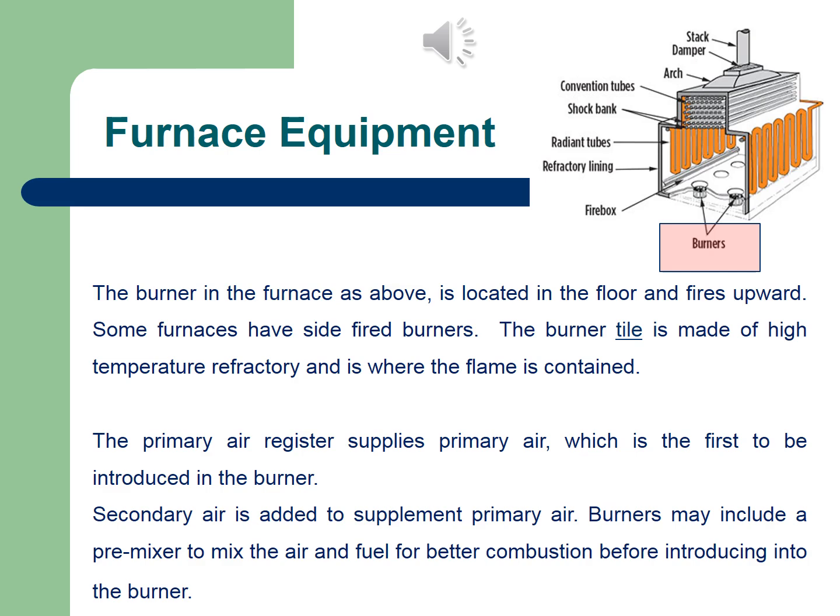Then also on the air part, that in actual fact complements the burners with the fuel. This is the primary air register, which supplies primary air, which is the first to be introduced in the burner. Then there's also a secondary air usually added to supplement the primary air, and burners may include a pre-mixer to mix the air and fuel for better combustion before introducing into the burner itself.